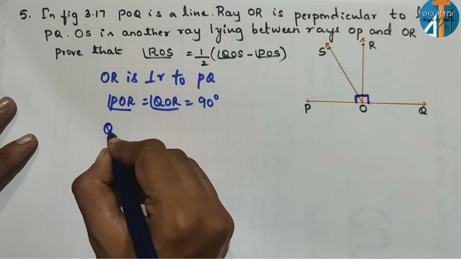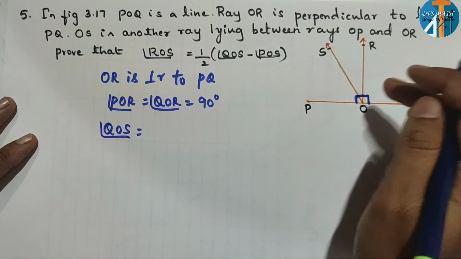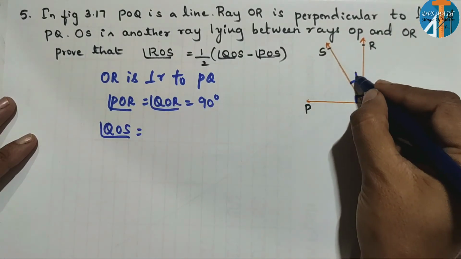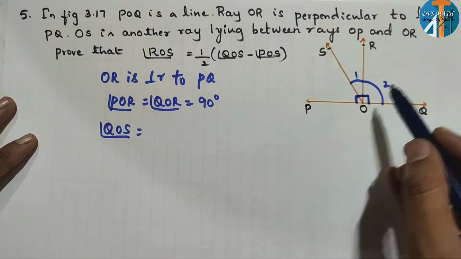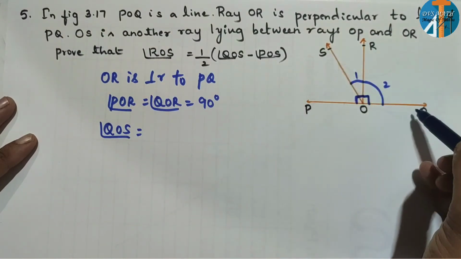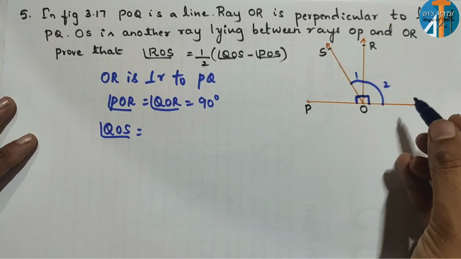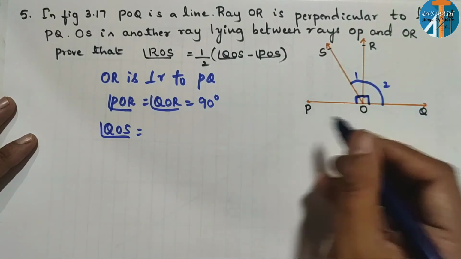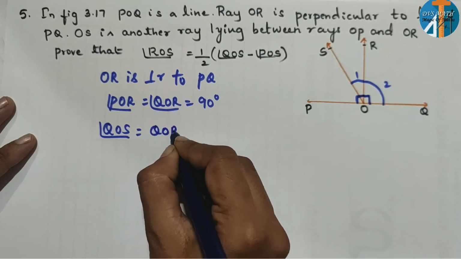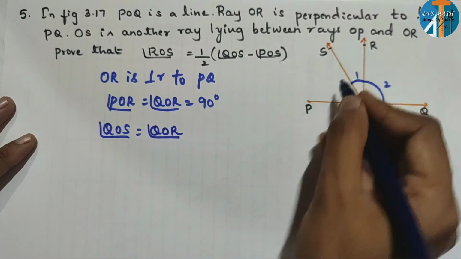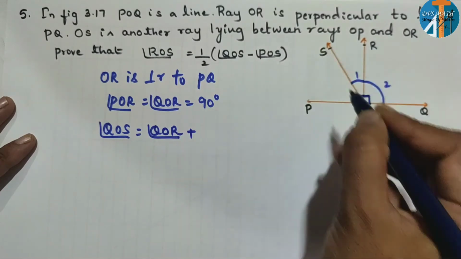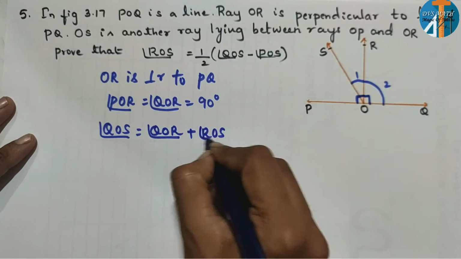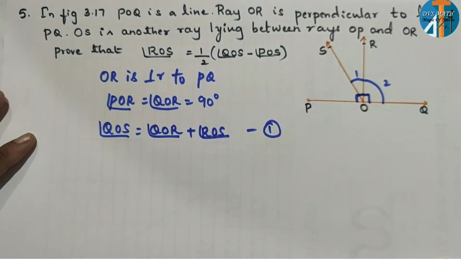QOS. That means QOS. What do we have to do? We have to add these two, right? Observe carefully. This is 1, this is 2. If we add these two angles, you will get QOS, the whole complete angle. Which are those angles? If we observe here, angle QOR plus ROS. Take it as equation 1.